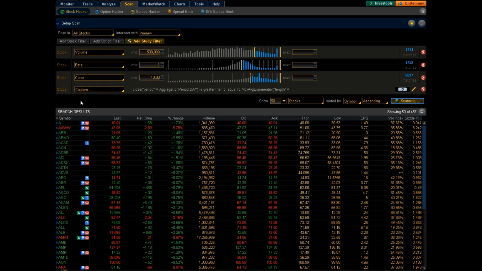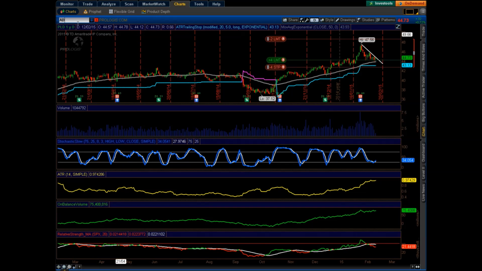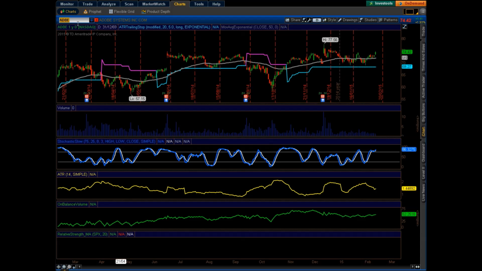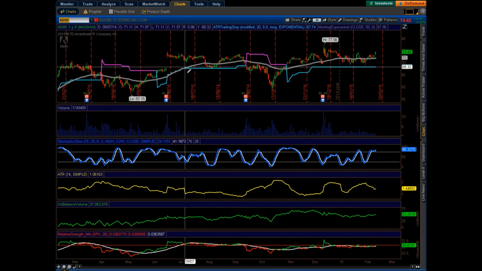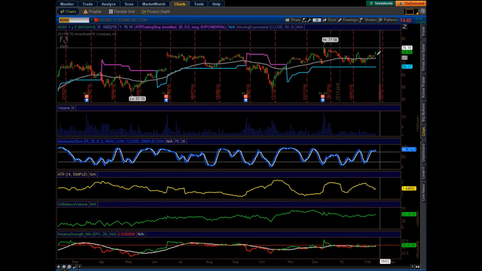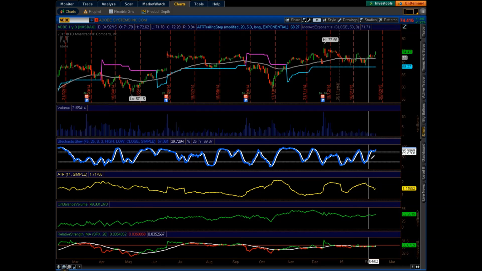So for example, let's look at Adobe, ADBE. I'm going to flip over to charts and go ADBE. If we look at that, you can see it's greater than the 50-period moving average, which I'm sure a lot of stocks are, but it's extended from the 50-period moving average here, this gray line. And you can see it's overbought. Well, I want stocks that are actually oversold.